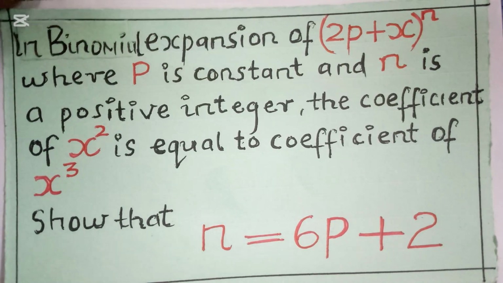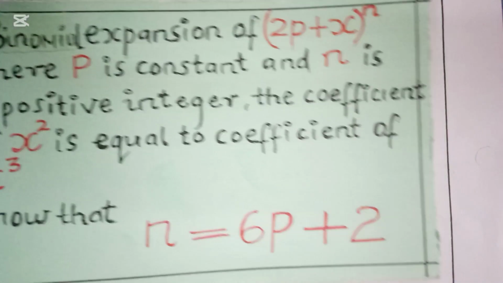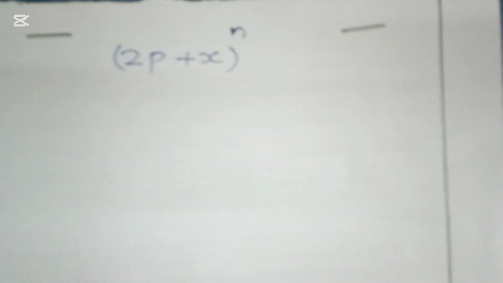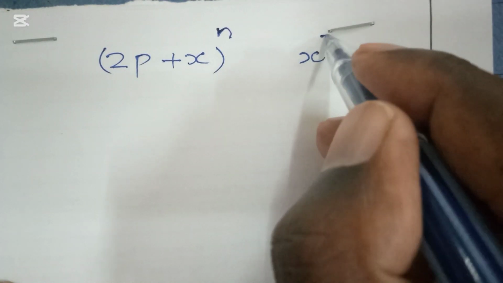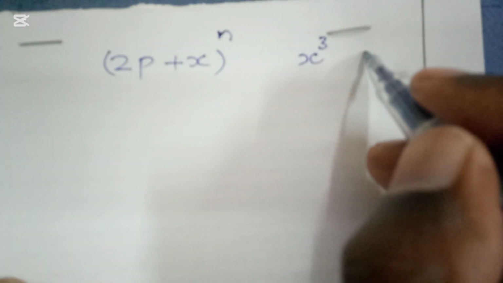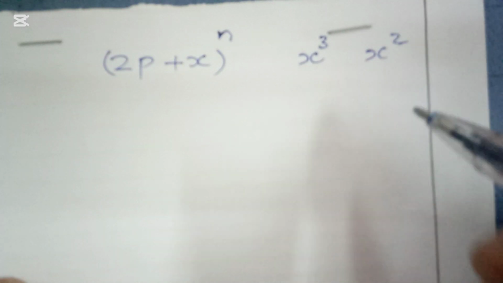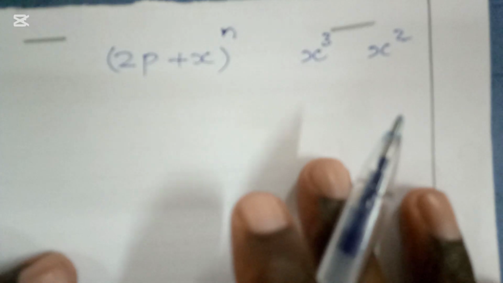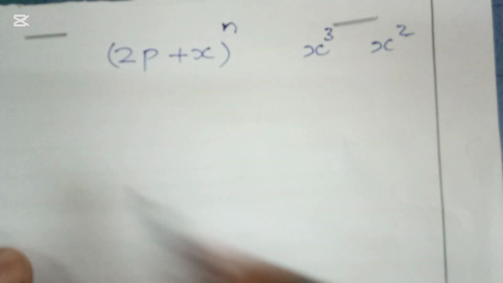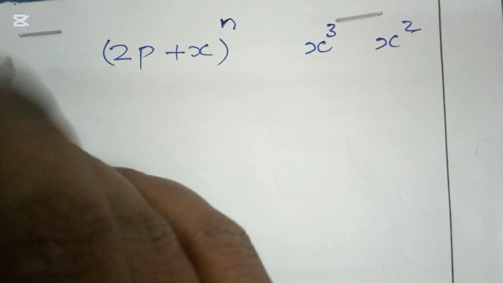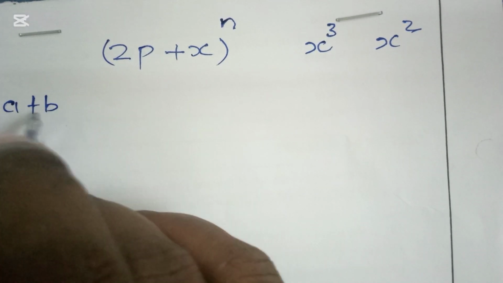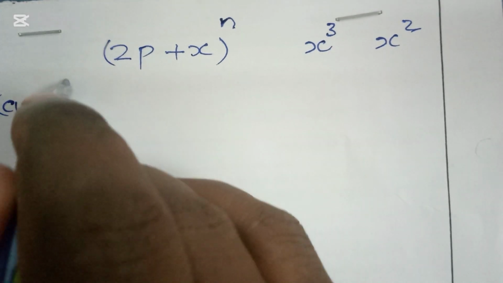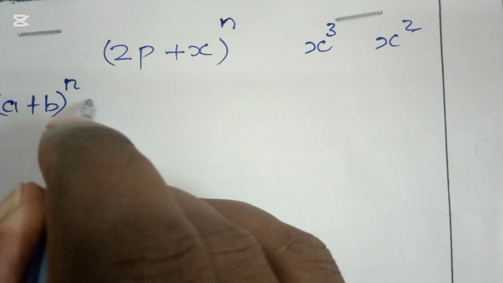And so guys, I have already prepared for that. This is the equation. We are told the coefficient of x cubed is equal to the coefficient of x squared. So the first thing we are going to establish is the formula that we use for the binomial. We shall have (a + b) raised to n. This is the general formula.